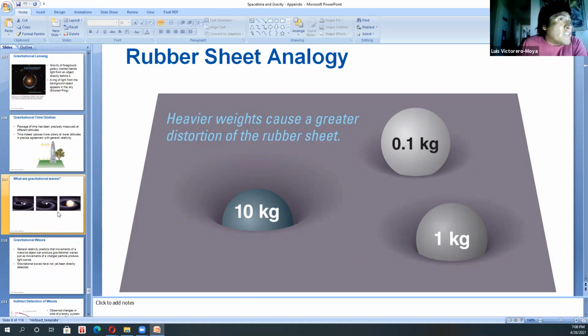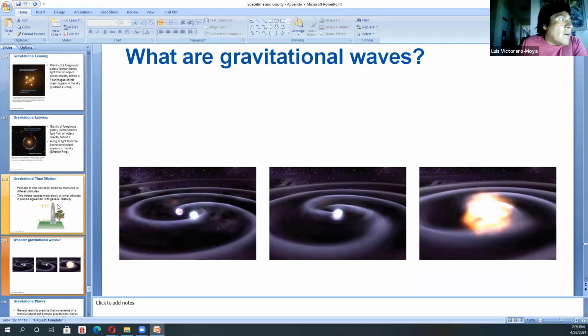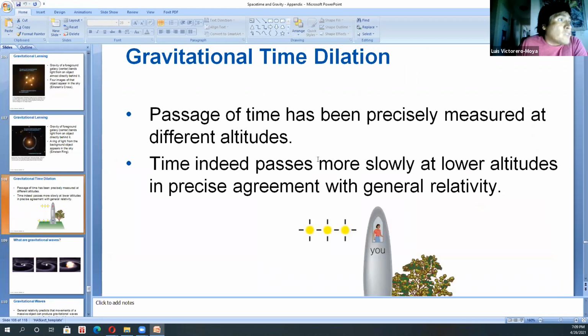List a few predictions from general relativity: black holes, the Big Bang, the Doppler effect, gravitational waves, and time dilation. Time actually is affected by gravity.